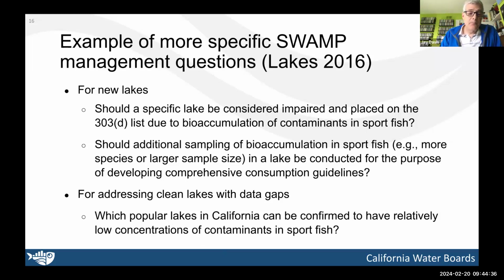Clean is kind of a challenging term. They're not totally clean. No lake in California is totally clean, but cleaner. We call them clean lakes for short. But the question there was, which popular lakes in California can be confirmed to have relatively low concentrations of contaminants in sport fish? So these are examples of more specific questions that when you conduct a study, you can call it a success if you answer these questions.